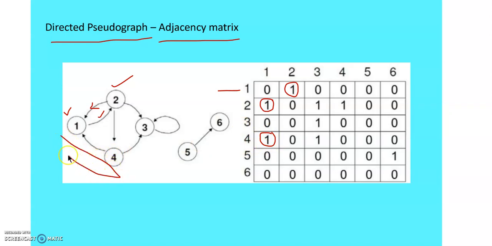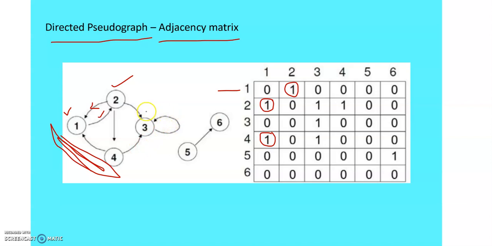This is very important. Marking 1, 4, nothing. 1, 4, 0. But 4, 1, yes, it's going in this direction. Initial point, end point. So that I can write 1. So similarly, you have to fill this matrix for all the entries.